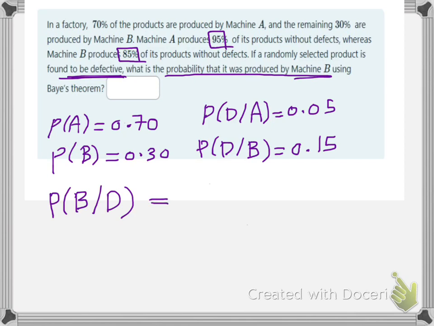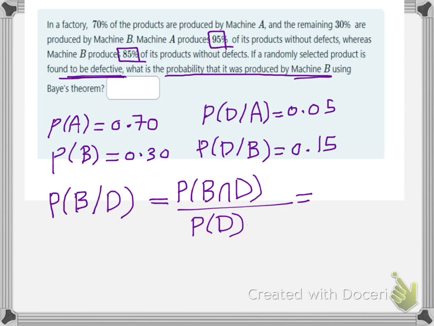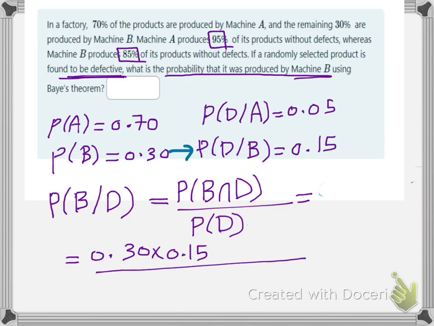Using the conditional probability rule, we have probability of B and D divided by probability of D. We can find the numerator by multiplying probability of B with the probability of D given B. So 0.30 times 0.15. What about the denominator? Let's write it down. So 0.30 times 0.15. The denominator is the probability of defective.